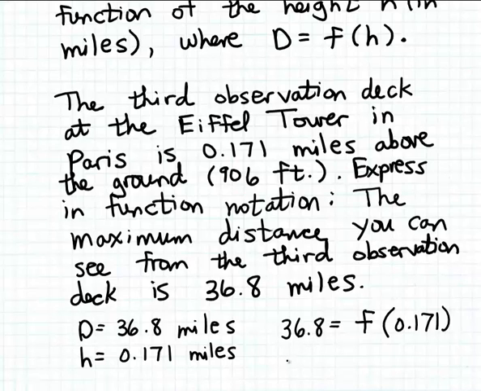You might be more comfortable writing this equation in the opposite order, which is fine. So you could also write f of 0.171 is equal to 36.8, and obviously that's the same equation. And that might make more intuitive sense to you to write it in this order. Again, at a height of 0.171 miles, the maximum distance we can see is 36.8 miles.